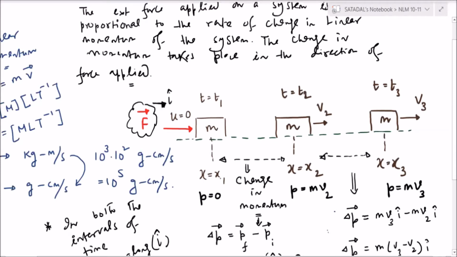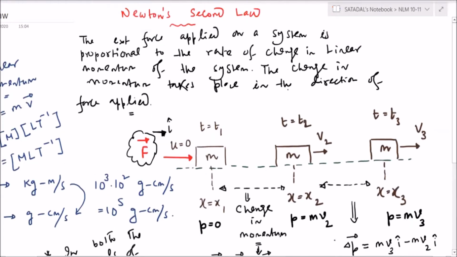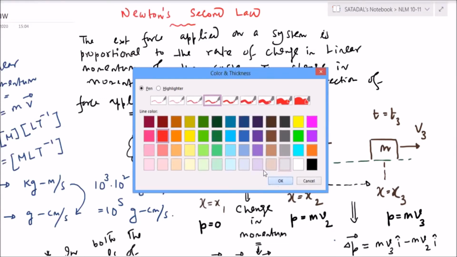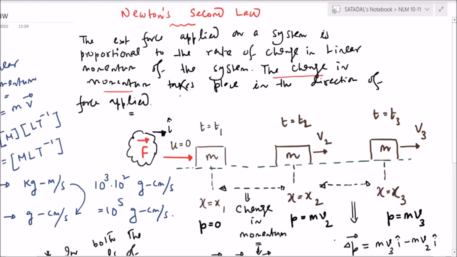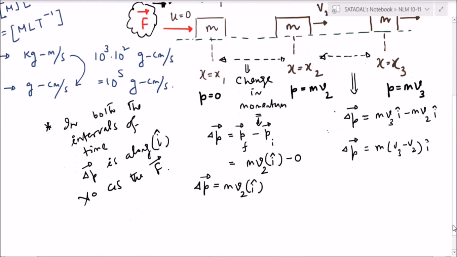i cap. Right. So in Newton's laws of motion, whatever the statement that we have given, that is coming to be correct only. The statement is what? That change in momentum takes place in the direction of force applied. This is the statement. The change in momentum takes place in the direction of force applied. So that's perfect. Is that okay for everyone? There is no ambiguity.